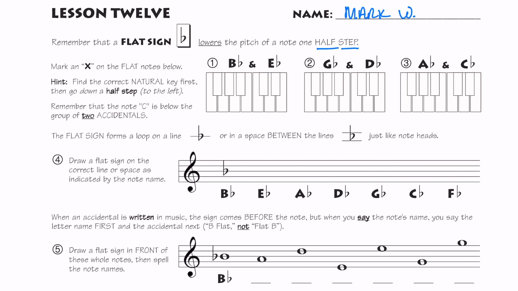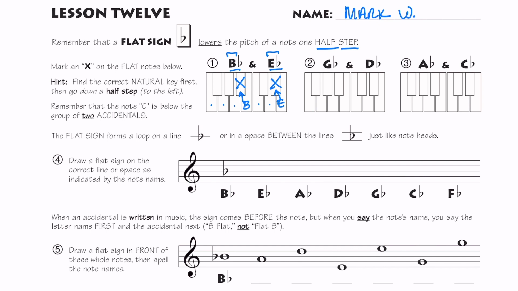So if I can find the note B, F, G, A, B, then B flat is going to be down a half step. Okay, I could use C as my starting note and go down a step in the alphabet, or I could keep going up. So E flat, here's E, down a half step, E flat.